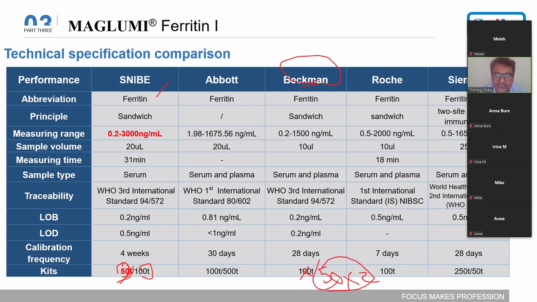They are forcefully pushing reagent to the customer, who must buy the 100 test. So the customer cannot buy less than the 100 test pack size of Beckman. But in Snibe, we have the innovation that we can provide a 50 test reagent pack and the 100 test. It depends upon the customer utilization. Okay, is it clear?